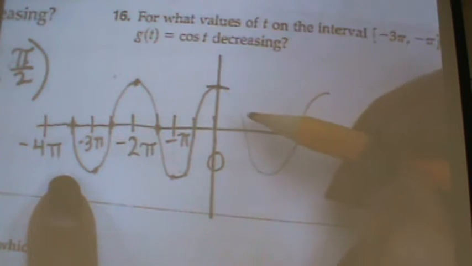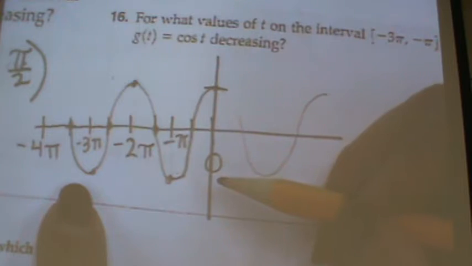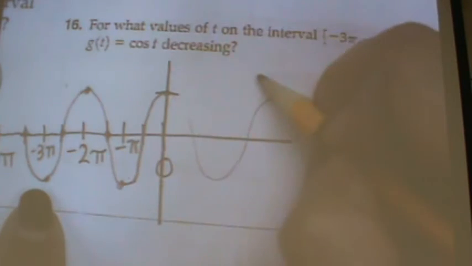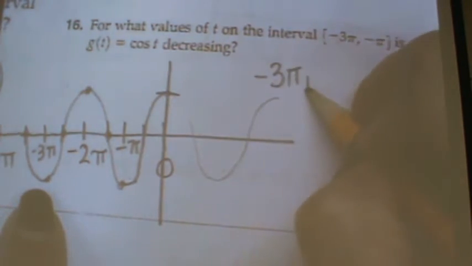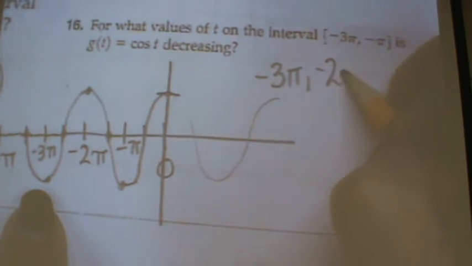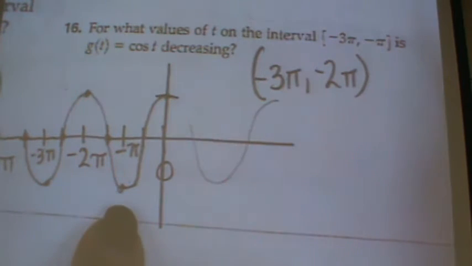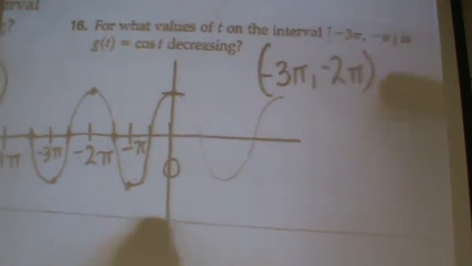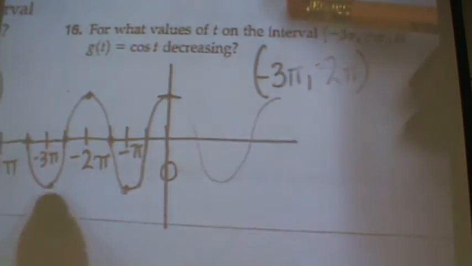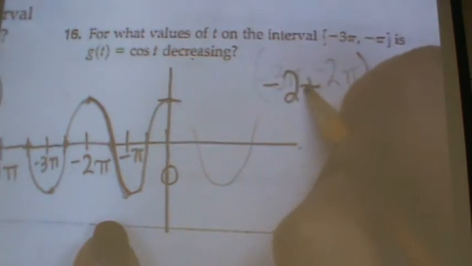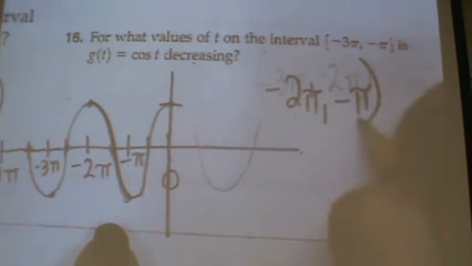Okay, so can you tell me what the interval is where it's increasing? It'd be negative 3 pi to negative 2 pi. And that's it. Oh, decreasing. I did increasing. No. It's supposed to be decreasing. It's decreasing from here, right? Negative 2 pi to negative pi. Thank you.